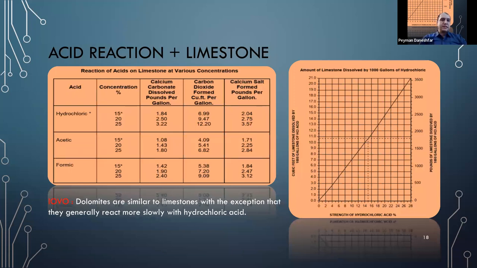As you can see here, this is a table that shows the acid concentrations and the reactions. If the hydrochloric acid concentration is 50%, the calcium carbonate dissolved is 1.84 pounds per gallon. Compared with other acids, acetic and formic acid, HCl is the best acid that we can use in carbonate formations like limestone or dolomite. Dolomite and limestone are similar, but dolomite generally reacts with hydrochloric acid more slowly than limestone.